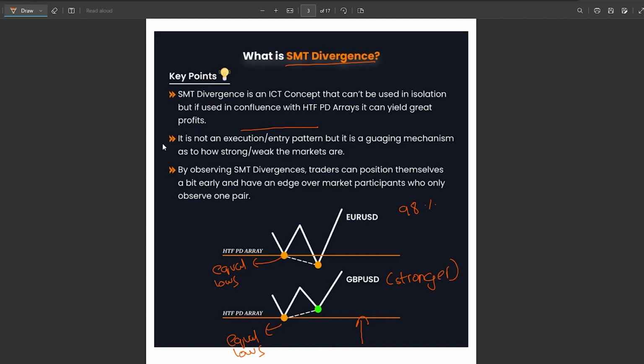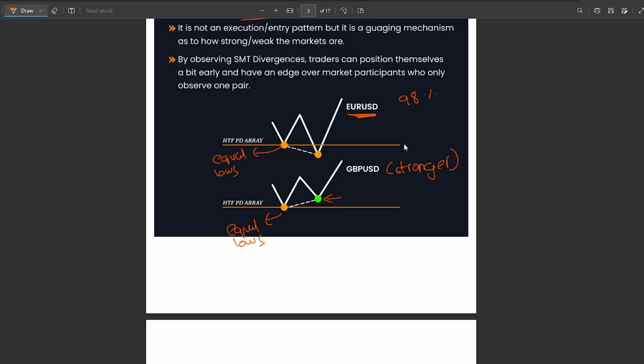So while your main market was EURUSD, you could start placing longs on GBPUSD because it was stronger, and you could start placing longs on the green dot. Also, an important thing to remember is that SMT in isolation is of no use and will lead to poor win rates. However, if you apply it like I did here with higher time frame PD arrays or equal highs and equal lows, then you will get better results.